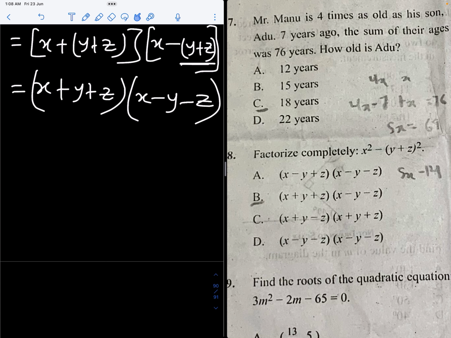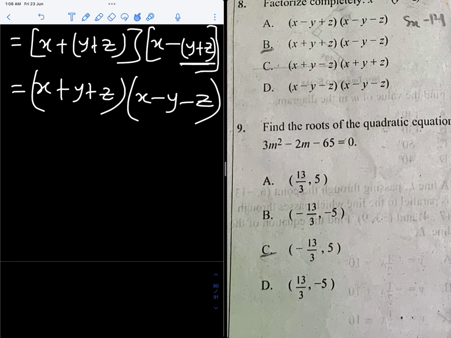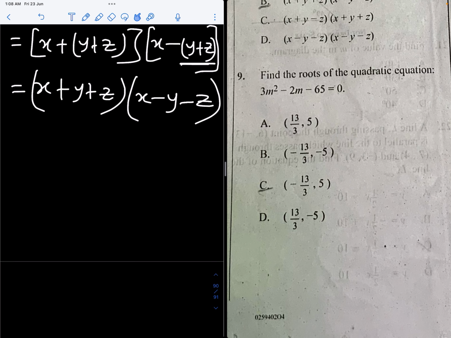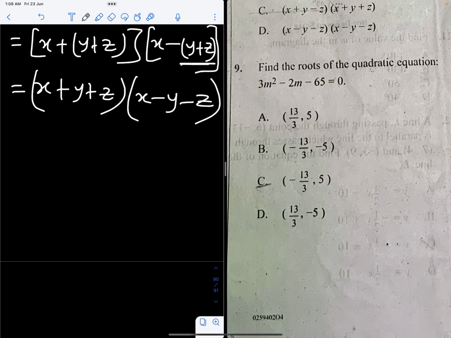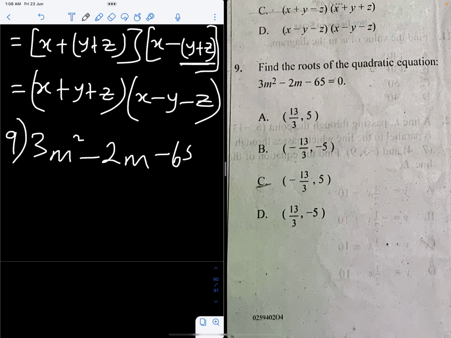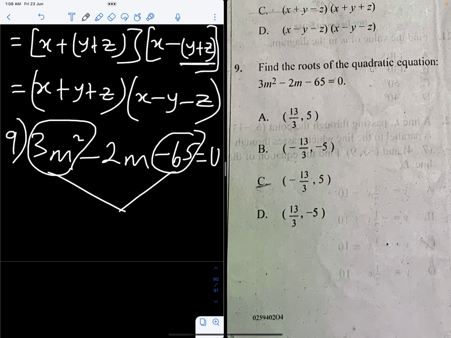We go straight to the next, which is number 9. Find the roots of the quadratic equation 3m squared minus 2m minus 65 equals 0. We can solve this quadratic equation by the factorization method. This is how you do that. Multiply the first term by the constant. The constant is the one that doesn't have any unknown attached to it. Minus 65 times 3m squared is minus 195m squared.